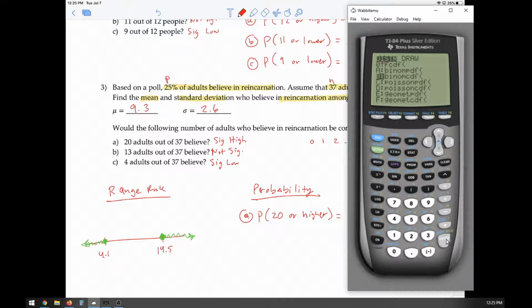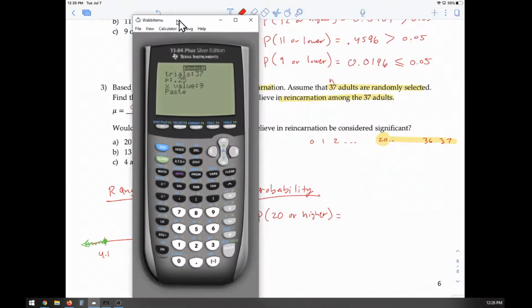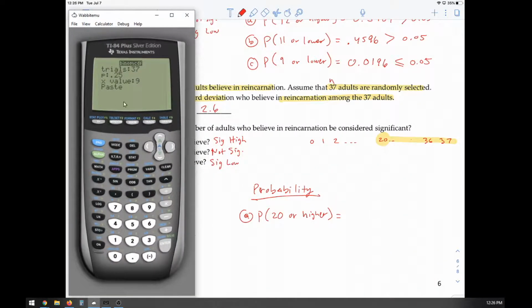But there's a problem, and I'll explain why. The number of trials is 37. The probability of success is 0.25. The problem is that the way binom CDF is programmed, whatever value you put in, it calculates the probability of that number or below. Let's say I mistakenly put 20, which is a common mistake a lot of students make when trying to find the probability of 20 or higher. Why is 20 not the correct answer? Because when you put 20 in there, it calculates the probability of 20 or below, the stuff in the blue, which is not what we want. We want 20 or higher.